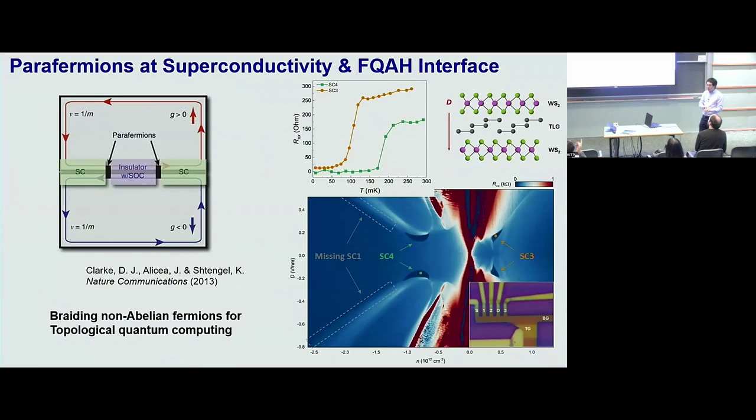But do you have time reversal symmetry breaking in those states? You mean these states?